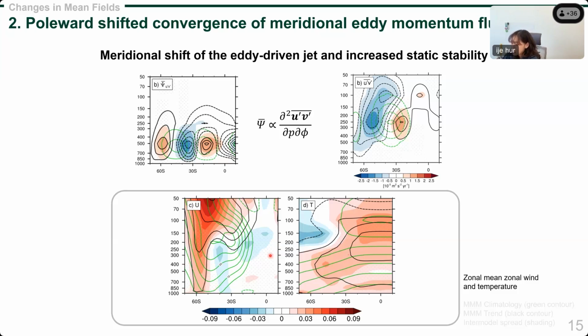Additionally, the forward jet shift is also associated with the meridional temperature gradient. This is about the zonal mean temperature field, and there's a decreased meridional temperature gradient in the tropics. So it means the overextended models tend to show decreased meridional temperature gradient.